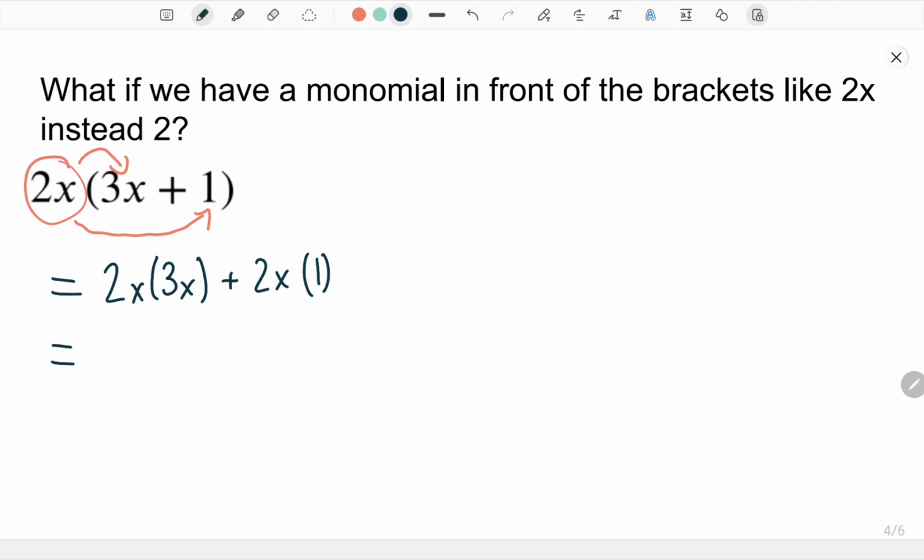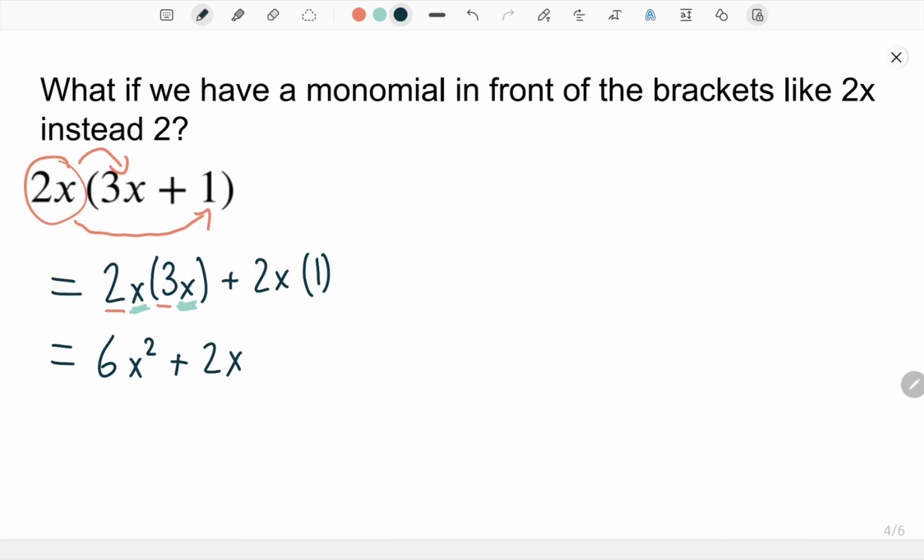But now, the only difference is we have a 2x times a 3x. So now we're going to multiply that like we did with monomials. Multiply the numbers together, so 2 and 3 becomes 6. Take a look at the variables involved. You have an x and an x. Essentially you have two x's multiplied together, which is the same as just x squared. And then you have a 2x at the end, since timesing by 1 just keeps it as 2x.